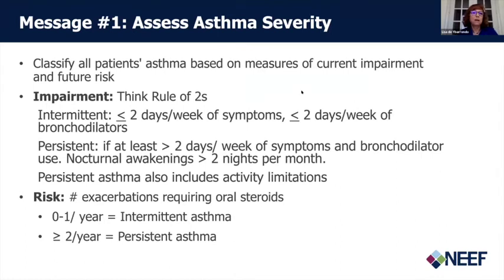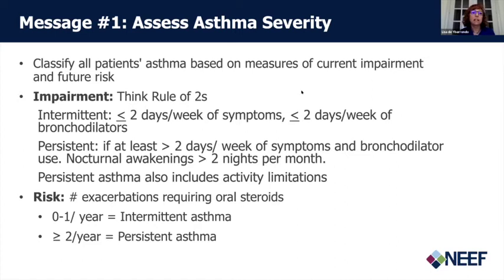So message number 1, assess asthma severity. As primary care providers, this is such an important step in treatment of pediatric asthma. We need to classify the patient's asthma based on measures of not only current impairment, but also future risk. So for current impairment, think of the rule of 2s. You all have maybe heard of the rule of 2s. We commonly use that in our pediatric practice to help really determine if the child has intermittent versus persistent asthma.